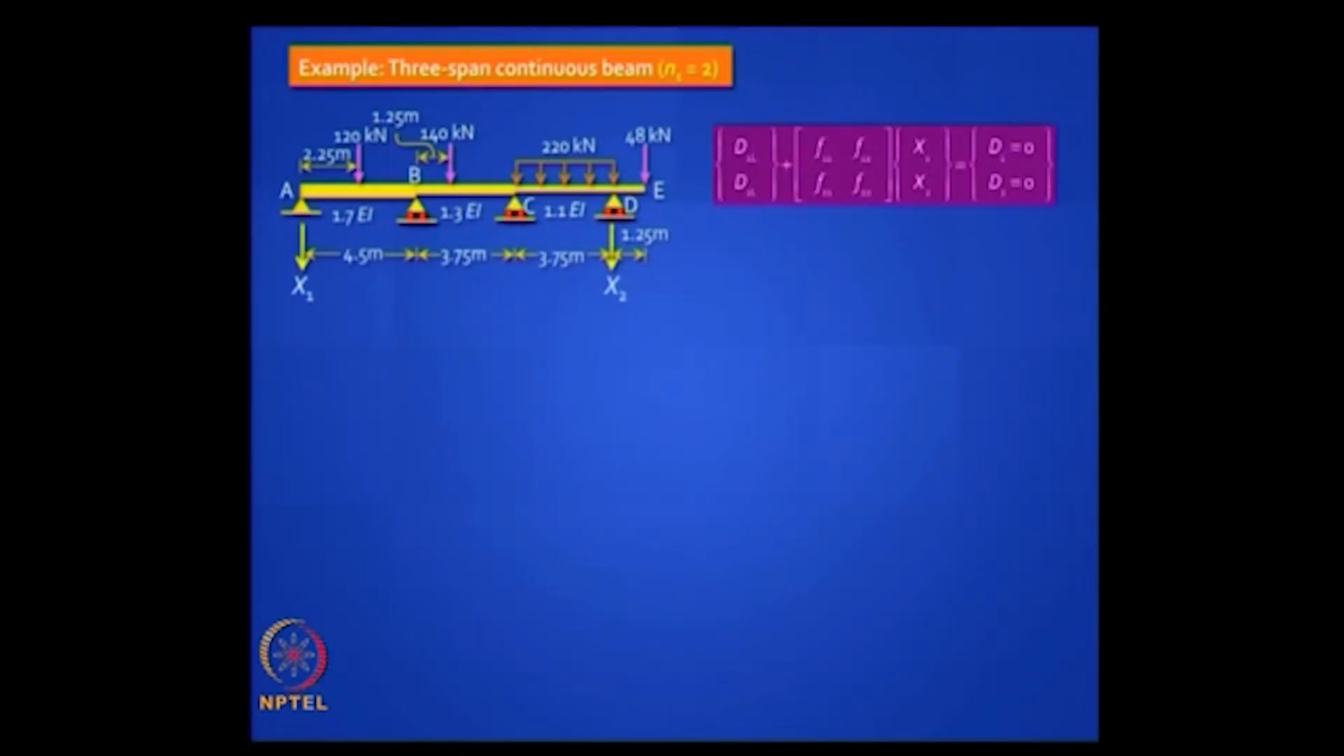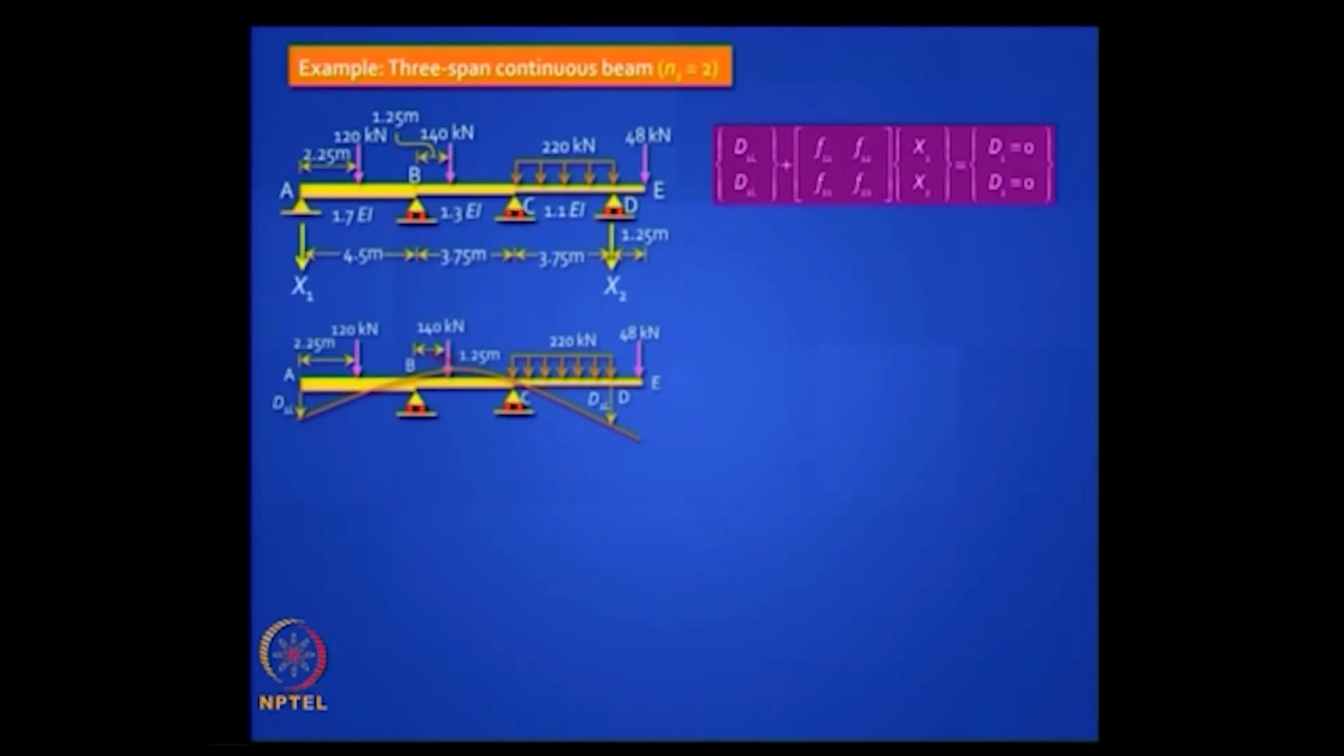Okay. So you can straight away write the compatibility equations based on what we discussed. You have only 2 unknowns here. Do you agree these are the correct equations? On the right hand side, D1 and D2 are both 0 because you do not have any support settlements in this problem, right. Then your primary structure is one where you released the supports at A and D. These are the deflections caused by the external loads, agreed. I removed the support at A and D and I let it deflect under the external loads.